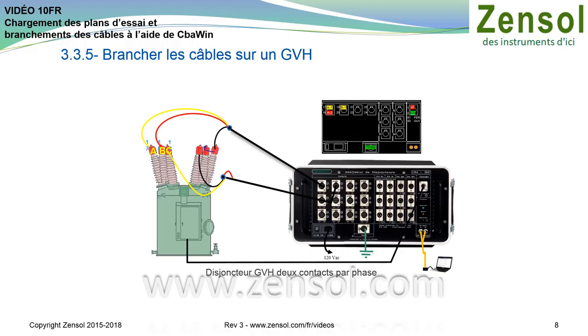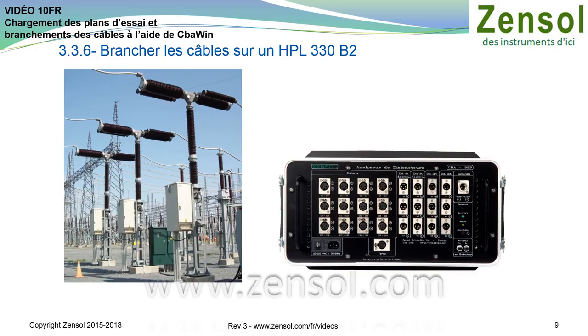Connect the cables to an HPL 330B2. The connections between the computer and the CbaWin are identical to the previous slide. As far as contact cables are concerned, here's an example of an HPL 330B2 circuit breaker, with 2 contacts per phase and an insertion resistor.